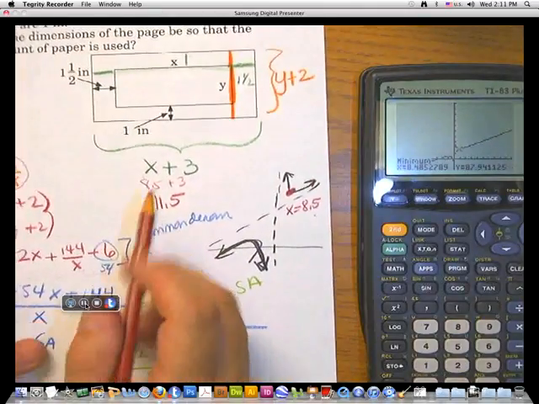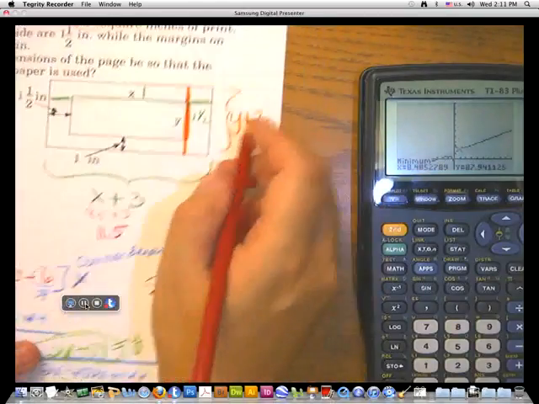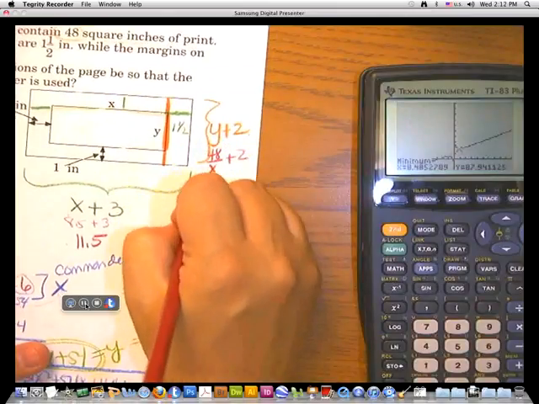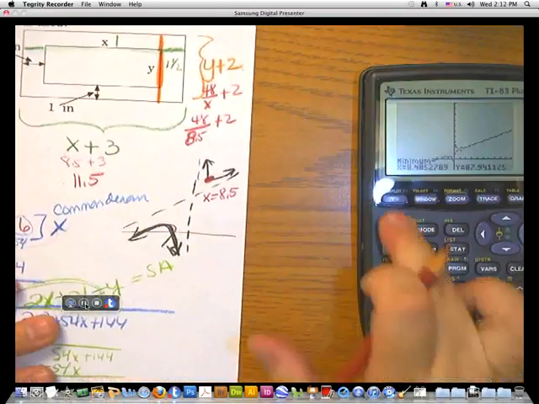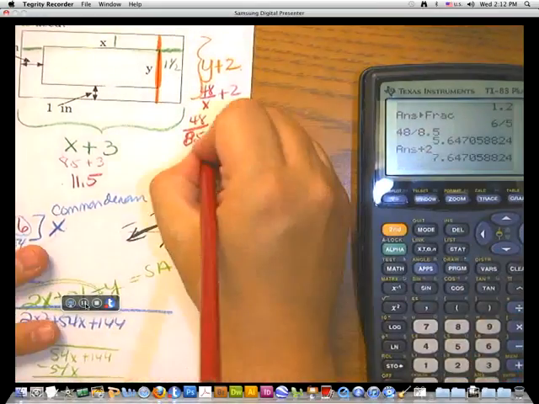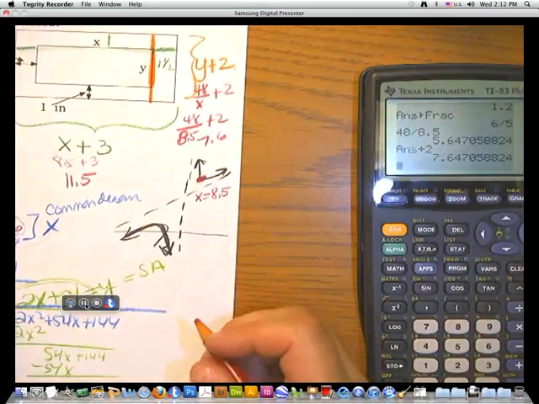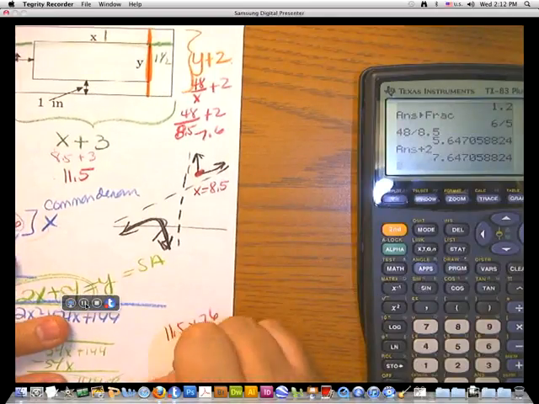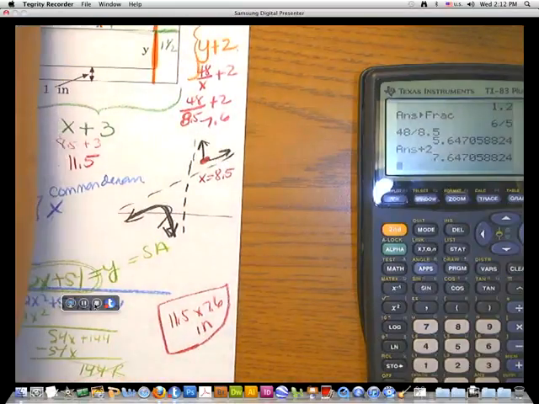And then the y, when I put this x value into here, y plus 2, well, y is 48 over x. So 48 over 8.5 plus 2. 48 divided by 8.5 plus 2 gives me 7.6. So what does my dimension have to be? It has to be 11.5 and 7.6 inches. All right, and then that will conclude 2.7.